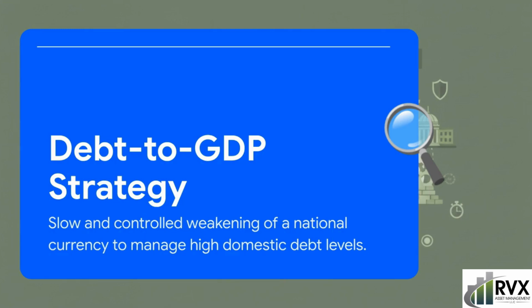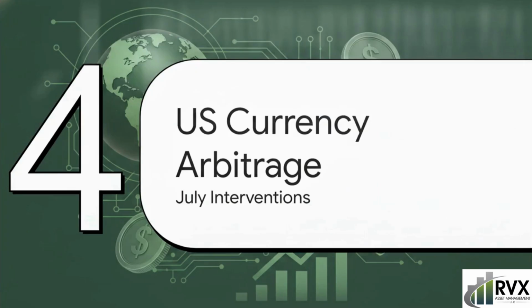Zucaro suggests that maybe Warsh's confusing July meeting wasn't about missing the mark on inflation, but was actually a calculated, overarching strategy to devalue the nation's crushing debt burden. Which brings us to our final thematic pillar. Section 4, the U.S. currency arbitrage.